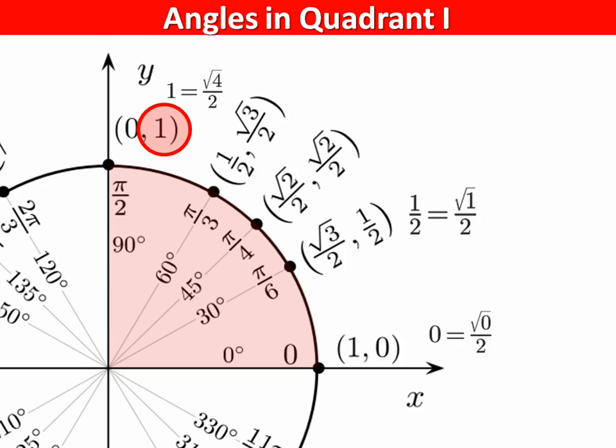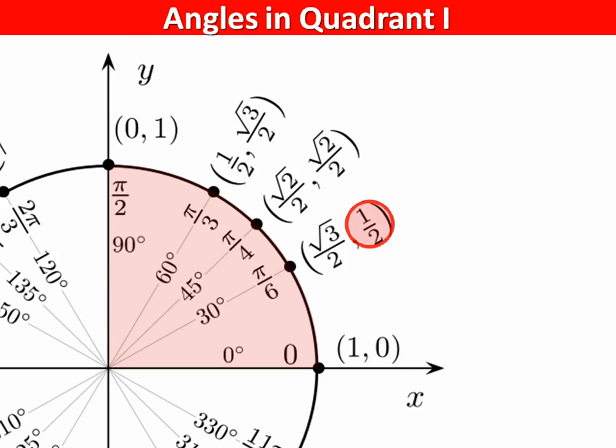So we see that the y values of the points formed by the special angles are root 0 over 2, root 1 over 2, root 2 over 2, root 3 over 2, root 4 over 2. See the pattern? Root 0 over 2, root 1 over 2, root 2 over 2, root 3 over 2, and root 4 over 2.